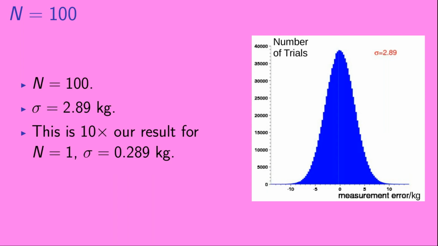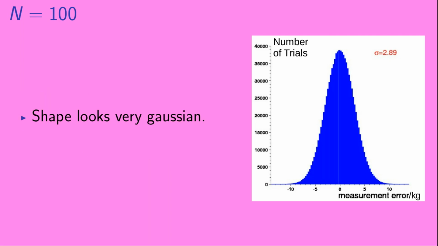Okay, now let's move on to n equals 100. In this case, we calculate sigma, again numerically, and get 2.89 kilograms. Now, that number might seem a little bit familiar. It is in fact 10 times our result for the n equals 1 case, where sigma equaled 0.289 kilogram. You might also notice that the shape of this distribution looks very Gaussian. In fact, let's plot a Gaussian in red on top of it. And we can see that the curve fits the shape of the distribution really well.